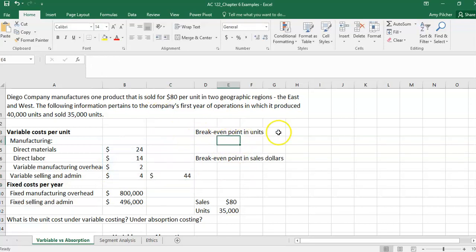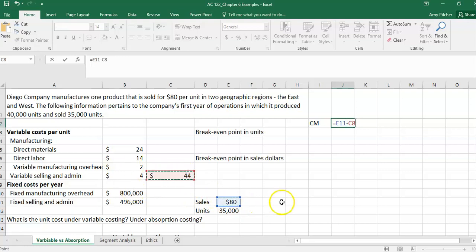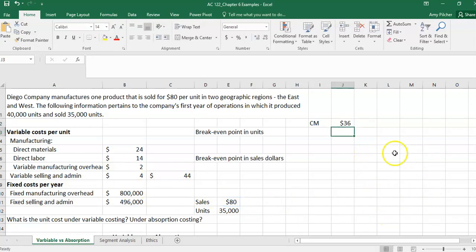So first we're asked for the break-even point in units. Remember that the break-even point in units is total estimated fixed cost divided by our contribution margin. So let's figure out what our contribution margin is. $80 sales price minus variable selling and administration. Sales price minus the variable costs. So our contribution margin is $36.